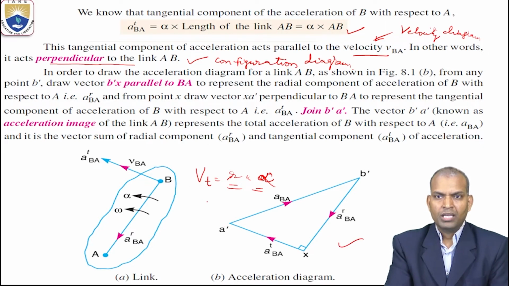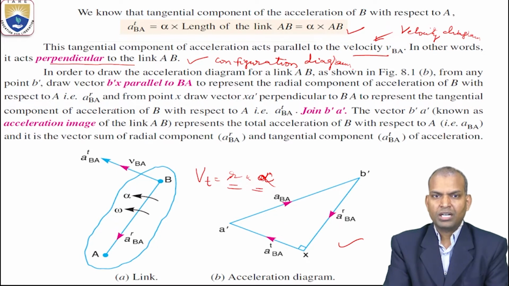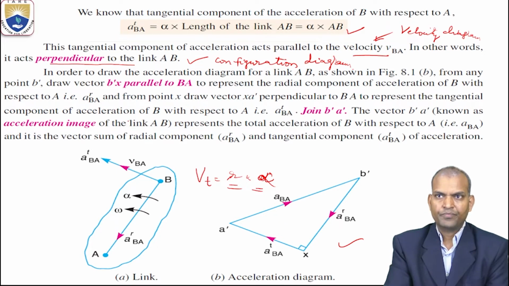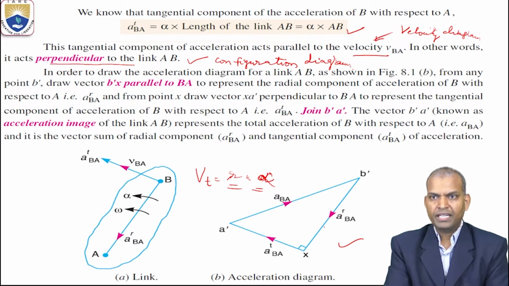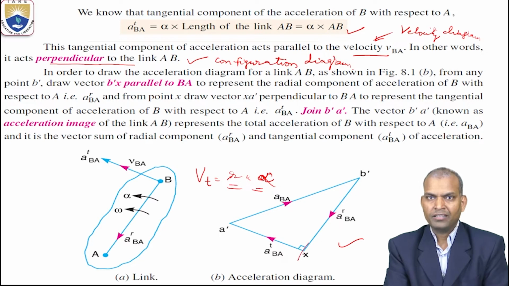Now, in order to draw the acceleration diagram for link AB, from any point B dash, draw a vector B dash X parallel to link AB or parallel to link BA. That is the radial component of acceleration of B with respect to A, that is ARBA. We have drawn parallel to link BA.